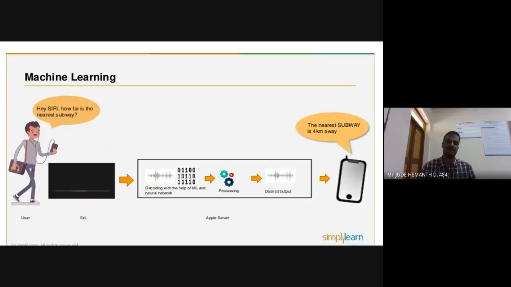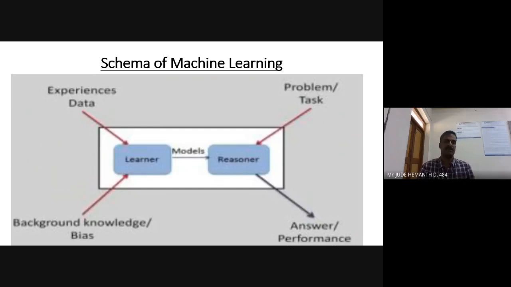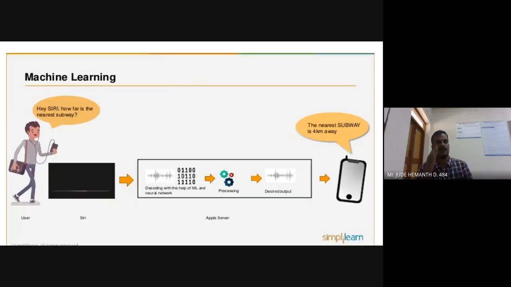Right, this is a simple example for the previous one, a practical example, right? Nowadays you can ask your machine with Alexa, with Google, and all those things. You can just speak to the phone, and the phone will give you the answer, right? What happens? Let us see. A person is asking, "Hey Siri," Siri is a machine learning device, "how far is the nearest subway?"